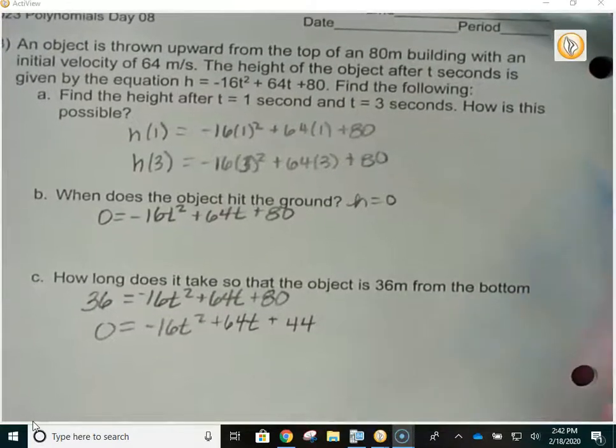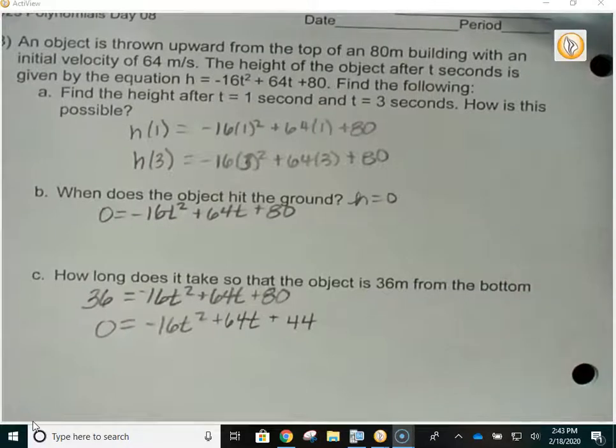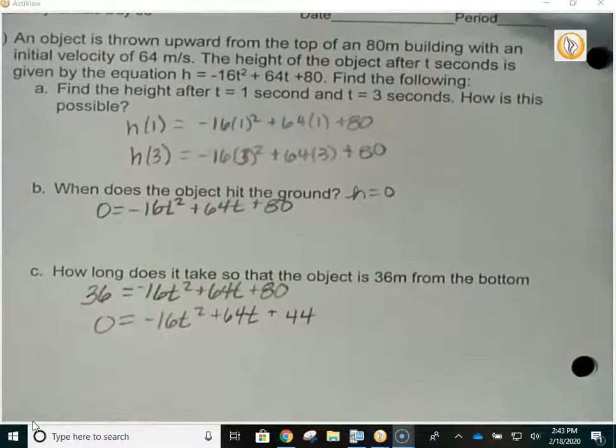So again, make sure you answer all these questions, this practice, and then you can come back on It's Learning and check your answers.